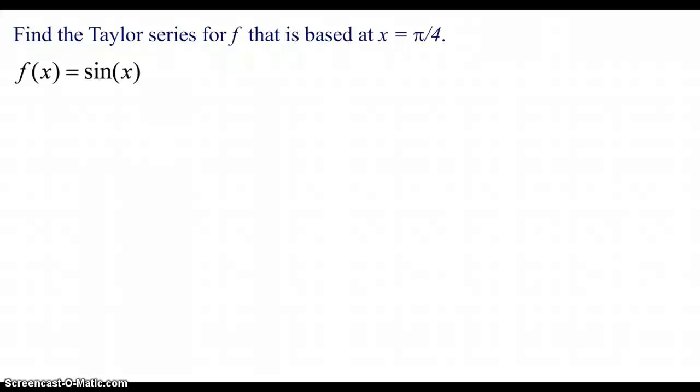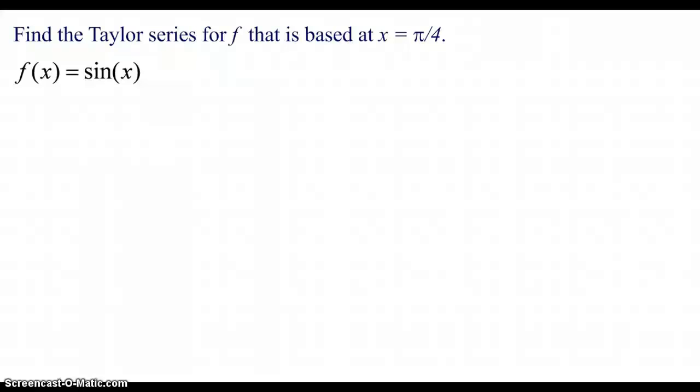Find the Taylor series of f that is based at x equal pi over 4 for f of x equals sine of x. Now, on the AP test, you won't have to wonder how many terms you should show. You won't have to wonder if you need to show the general term. They'll tell you. This doesn't tell you. This just says generate the power series.